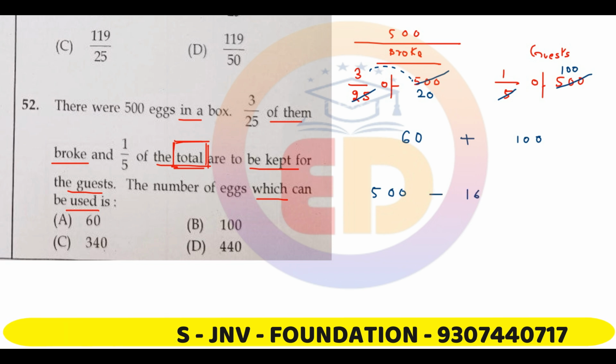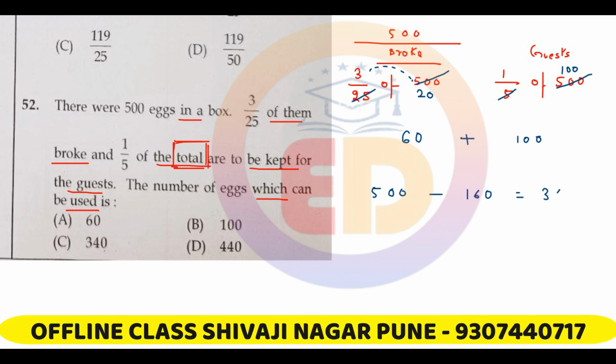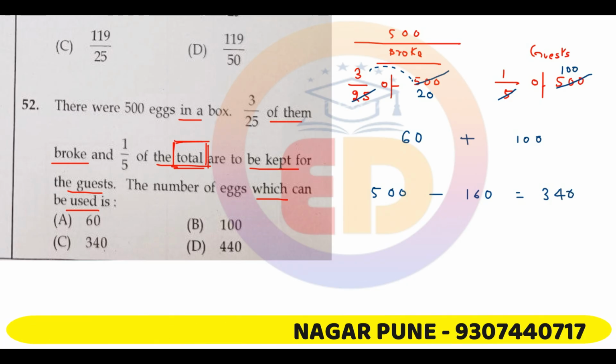So how many are used? Subtract कर लेंगे 500 में से. Answer is 340. Answer is option number C.